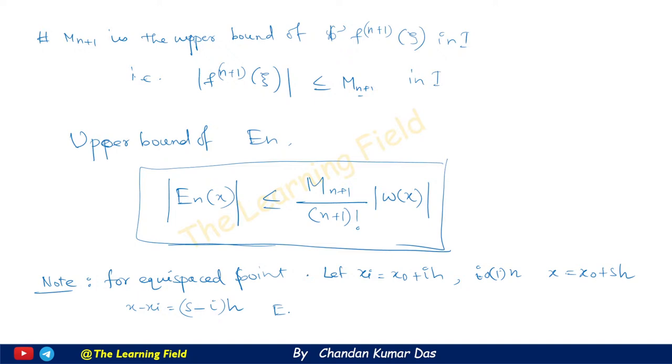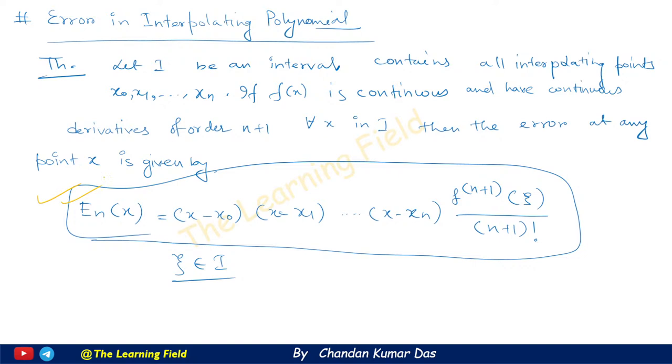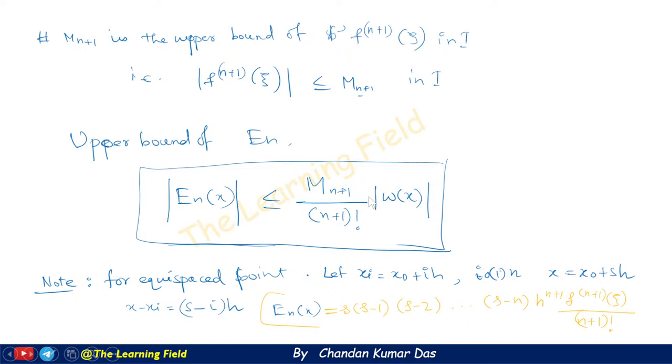En(x) is equal to s into (s minus 1) into (s minus 2) into dot dot dot (s minus n) into h to the power n plus 1 into f^(n+1)(xi), divided by (n plus 1) factorial. This is the formula for equispaced points. The first formula which we already read is for any case, and for equispaced points this is a special formula. Now it comes to the error bounds, which is also very important.